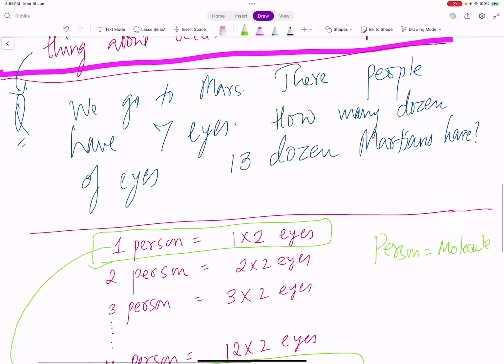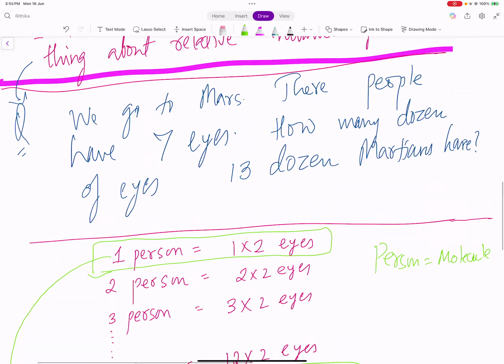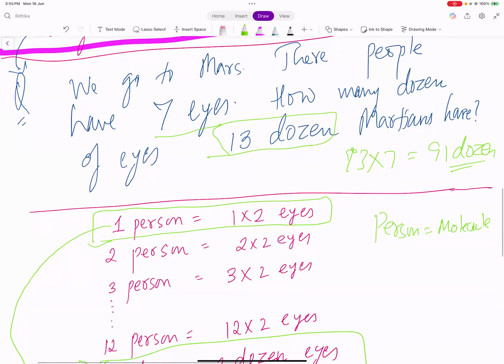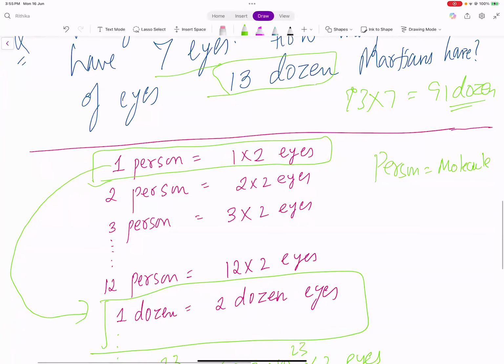Now coming back to this Martian question, if one Martian has 7 eyes, then 13 dozen Martians will have 13 into 7 dozen, 91 dozen directly. Because earlier we multiplied by 12 and then finally divided by 12, so that division and multiplication is redundant. Got it now? We are able to say the same thing.